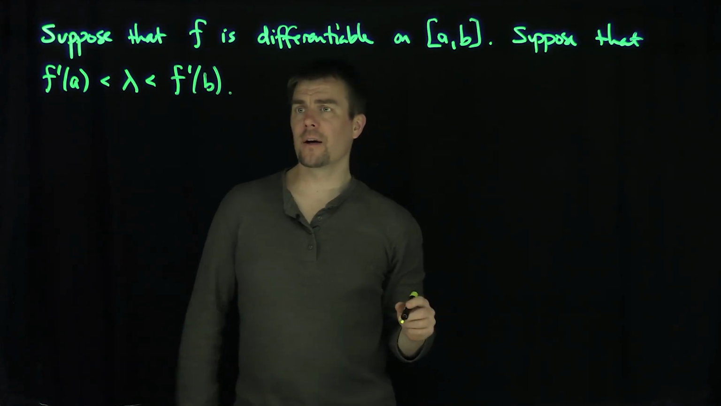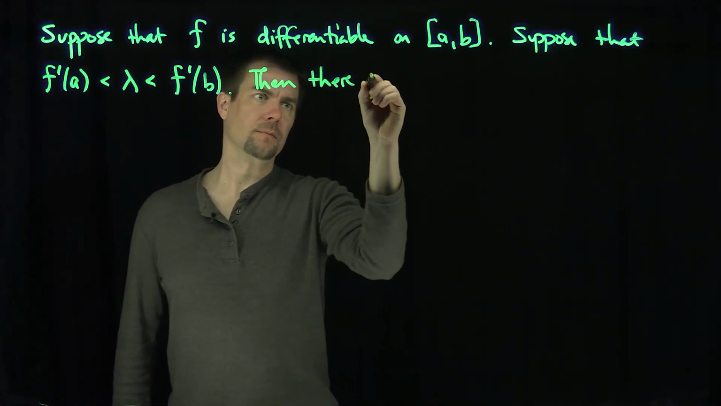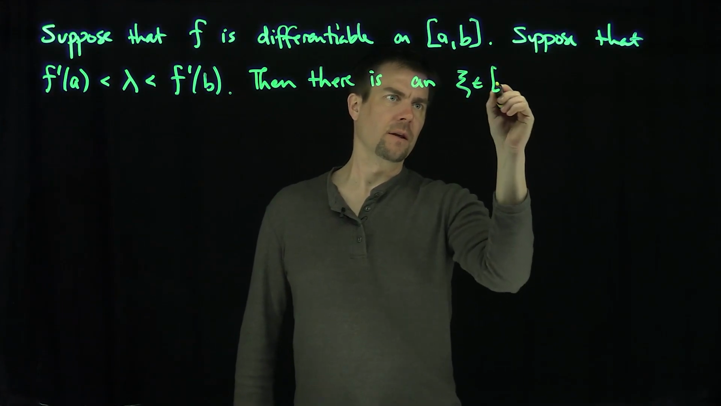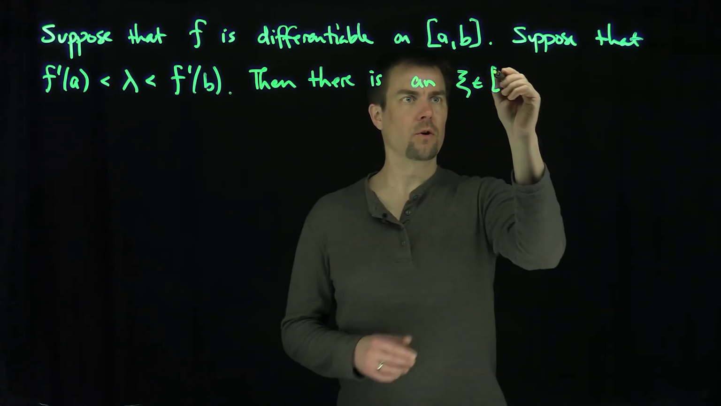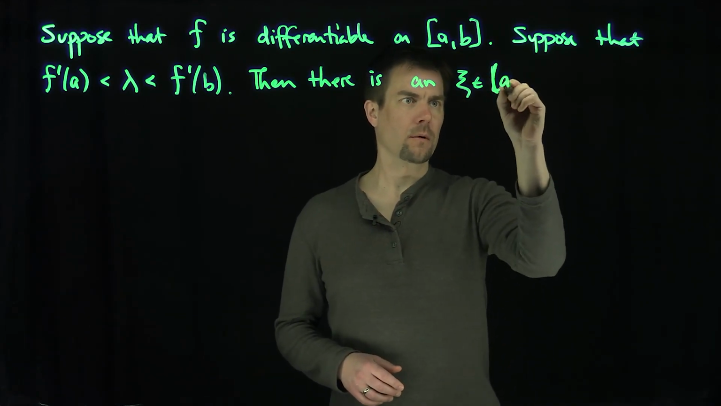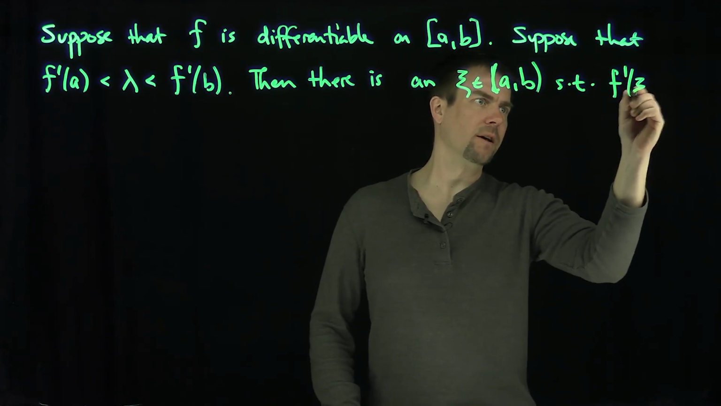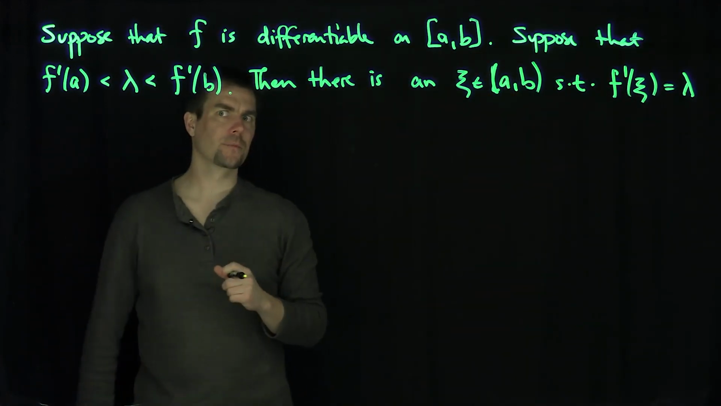Then there is an xc in the interval (a, b). It's not going to be a or b, it's just going to be in the open interval, such that f prime of xc is equal to lambda. That's what we'd like to show.